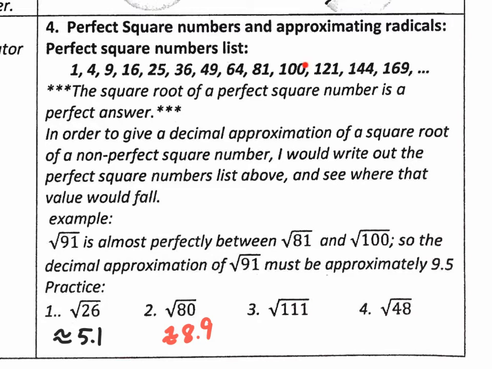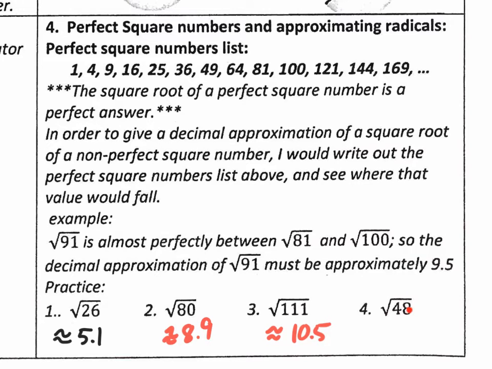Now, 111. Is it really close to 100? Is it really close to 121? Or is it about in the middle? It's about in the middle. So your answer is going to be about in the middle of 10 and 11. So what's your answer going to be? 10.5. So we're going to put approximately 10.5. We know that if we actually did the square root of 111 on a calculator, it would be irrational.